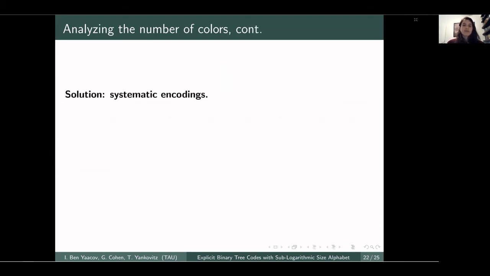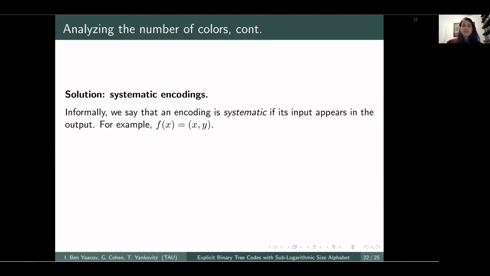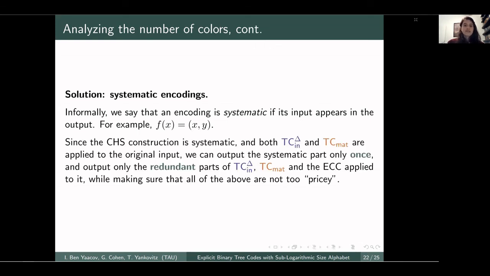To solve this problem, we use systematic encodings. Informally, we say that an encoding is systematic if its input appears in the output. Since the CHS construction is systematic and both of the tree codes are applied to the input message, we can output the systematic part only once and output only the redundant parts of the tree codes and the error correcting code we use, while making sure that all of the above are not too sparse.